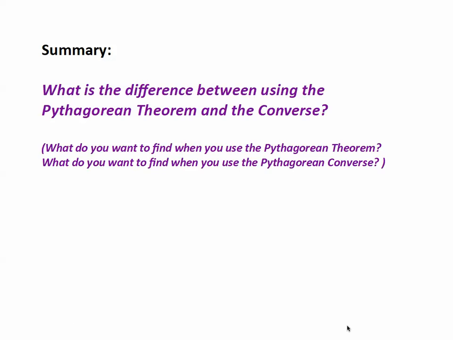Take a few moments to write a summary. Let's do a comparison. What is the difference between using the Pythagorean theorem and the converse? Maybe you attack that question this way. What do you want to find when you use the Pythagorean theorem versus what do you want to find when you use the Pythagorean converse? Again, explain in a few words or sentences what is the difference between using the Pythagorean theorem and the Pythagorean converse.